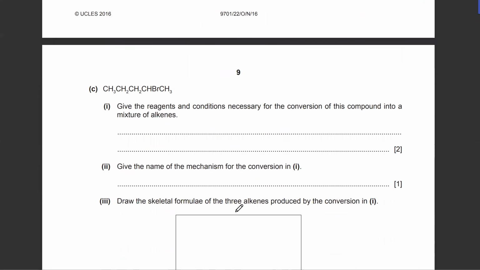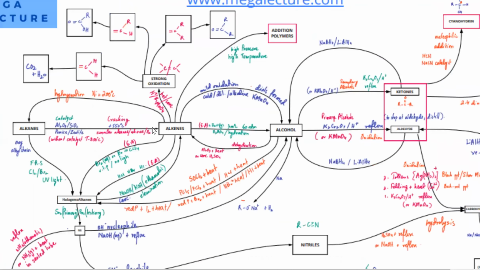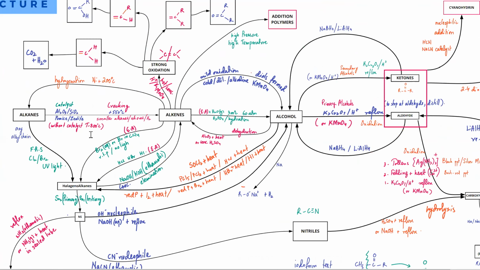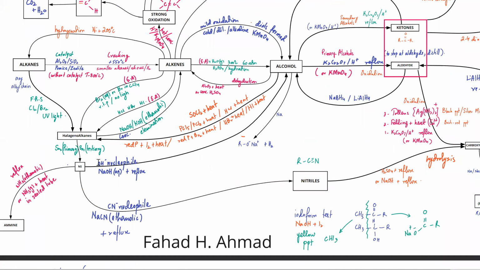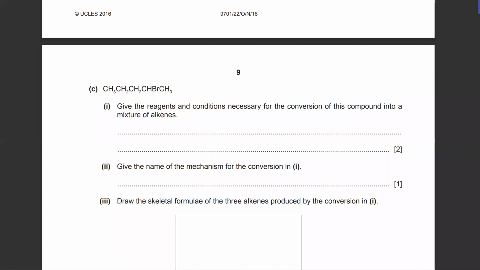So moving on, give the reagents and conditions necessary for the conversion of the compound into a mixture of alkenes. Which reaction is this? This is halogenoalkane elimination. You've got a halogenoalkane, and with ethanolic concentrated NaOH elimination happens and it turns into an alkene. So what happens in this is, first, the concentrated NaOH, ethanolic.